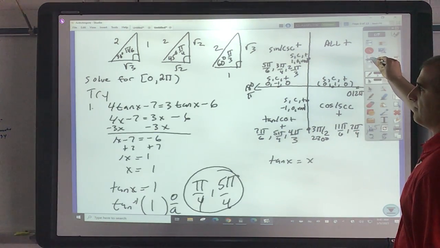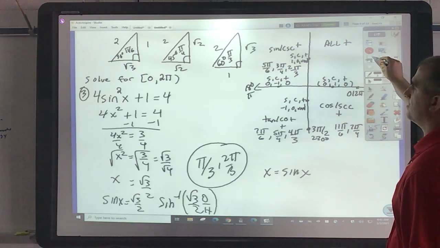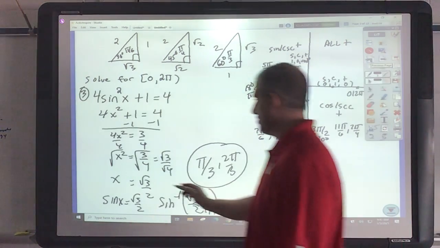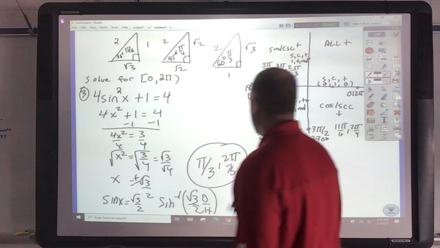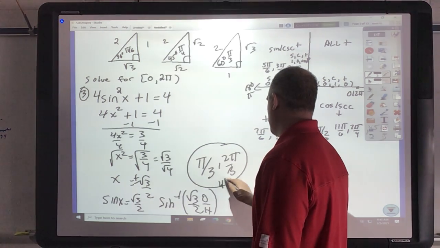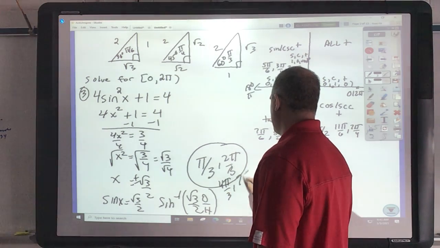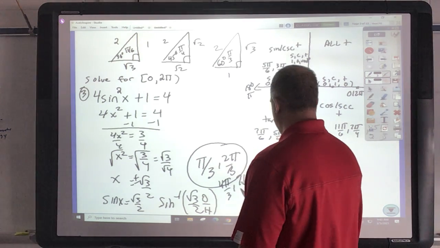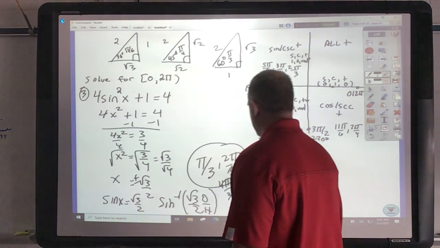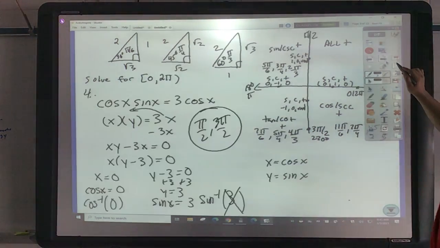I should have actually done that back here. Where did I do this? Here. Oh, this should have been plus and minus the square root of 3 over 2. So this should be all of them: 4 pi over 3 and 5 pi over 3. Sorry, forgot to cover that.